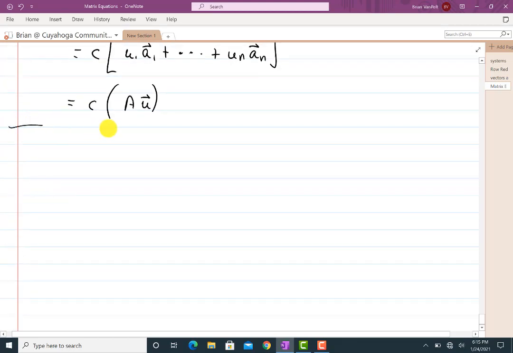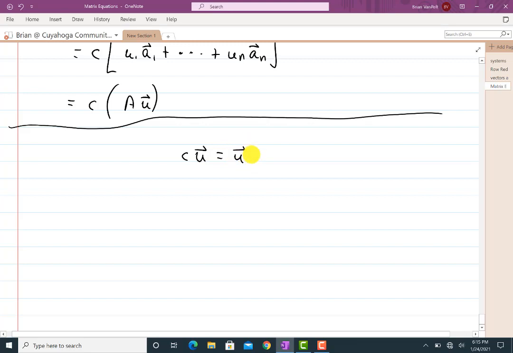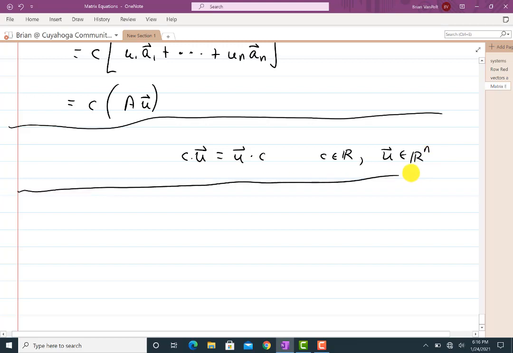One thing I don't think I mentioned here was the following. If you have a scalar times a vector, you don't have to worry which side the scalar is on. You get the same thing if you reverse it the other way. So don't let that bother you. C is a scalar, and then U is in some Rn.